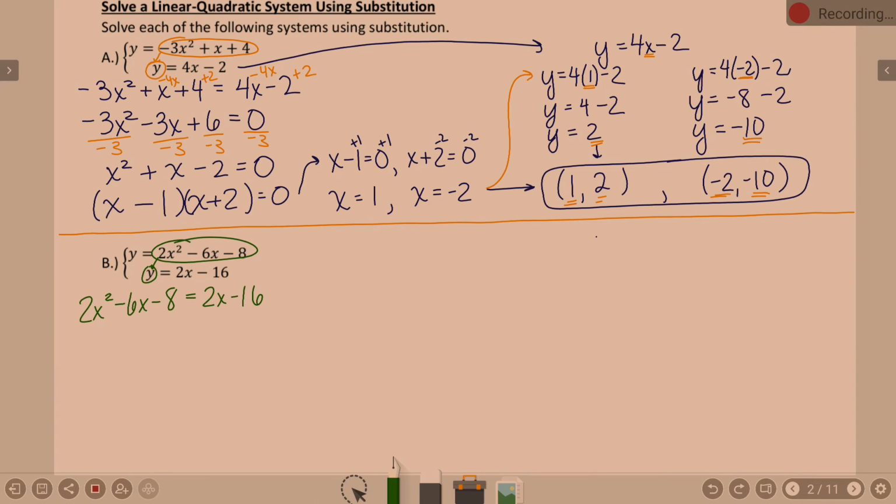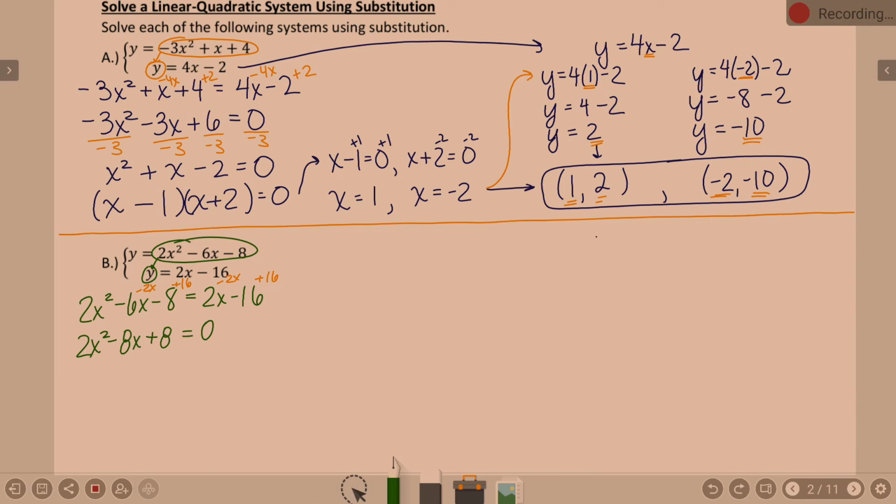I see an x squared in there along with x's. So because I see x squared, I want to make my equation equal to 0. So subtract 2x, add 16. Subtract 2x and add 16 to their appropriate terms. 2x squared minus 6x minus 2x, minus 8x, minus 8 plus 16 plus 8 equals 0.